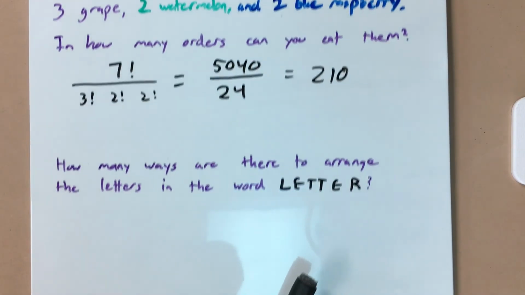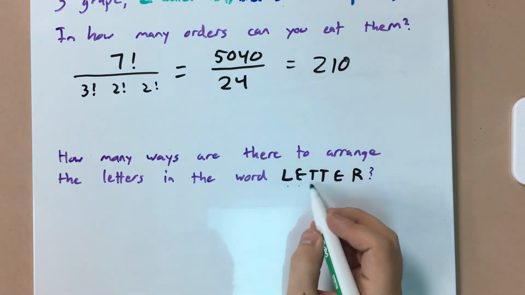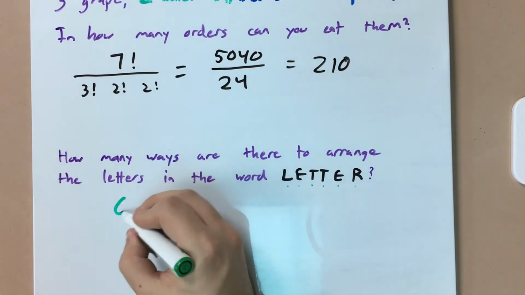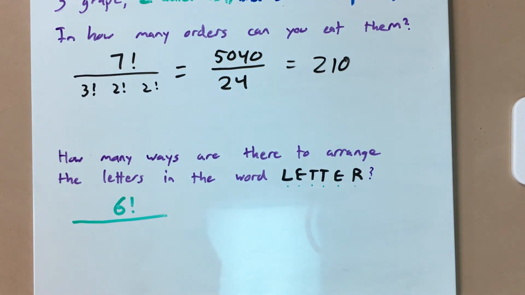Now the second example is a little more boring. It's just thinking about how many ways there are to arrange or rearrange the letters in a certain word. In this case, the word that I chose is the word letter. Very stupid, but it's still a good example. We have 1, 2, 3, 4, 5, 6 letters, which means my formula is going to start with 6 factorial, and we are dividing this by any duplicates that I see.